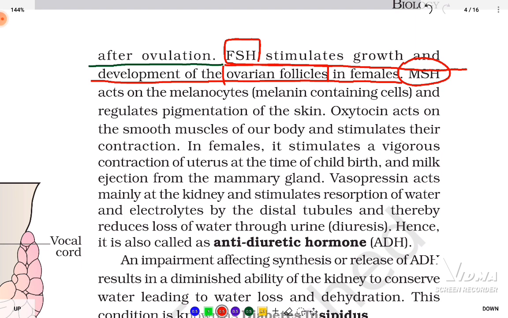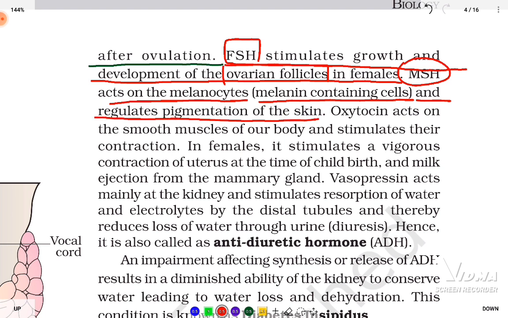MSH, melanocyte stimulating hormone, acts on the melanocyte, that is, melanin containing cells. Your skin color, your skin pigmentation is because of this only, the melanocyte, and the melanocyte has a pigment. Your skin has a pigment, which is called melanin. Okay, so that is the melanocyte stimulating hormone. I hope you understood this one.